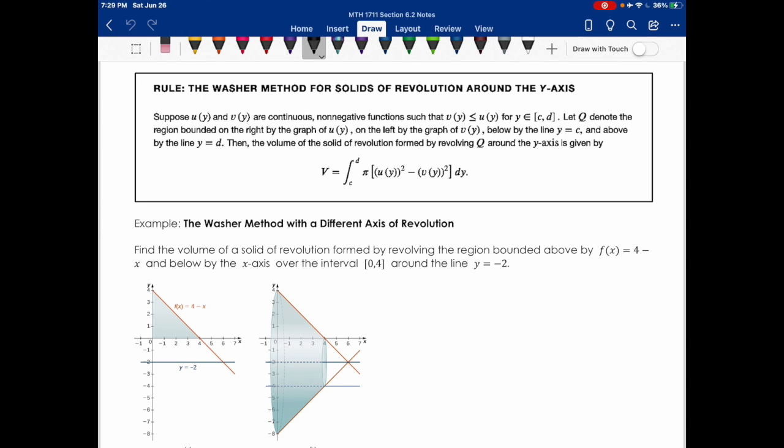Now, just like with the disk method, we can also apply the washer method to solids of revolution that result from revolving a region around the y-axis. So all you would do is just follow the same rule, but you would write everything in terms of y. And here's the rule right here.